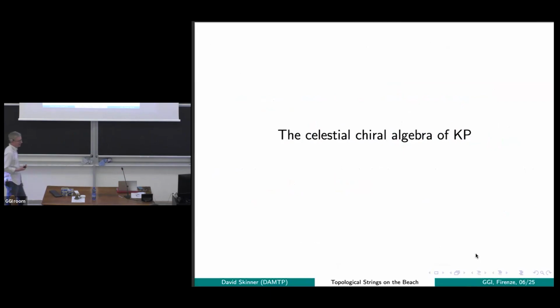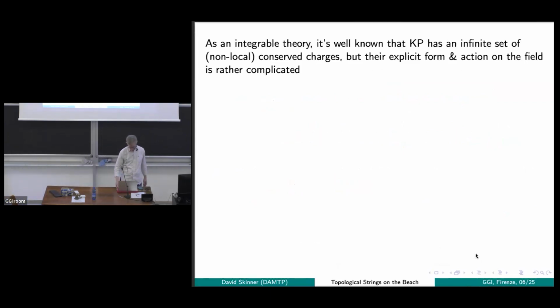But why on earth am I telling you about them in a conference on celestial holography? Well, it turns out there are lots of connections. Firstly, as an integrable theory, you would expect that there's an infinite set of conserved charges associated to this system. And in general, these conserved charges will be non-local. The charge will not be a single integral over some constant time slice of space-time, but rather multiple integrals over non-local combinations of fields at various points. And because of that non-locality, the explicit form of these charges in the way that they're normally written is rather complicated.